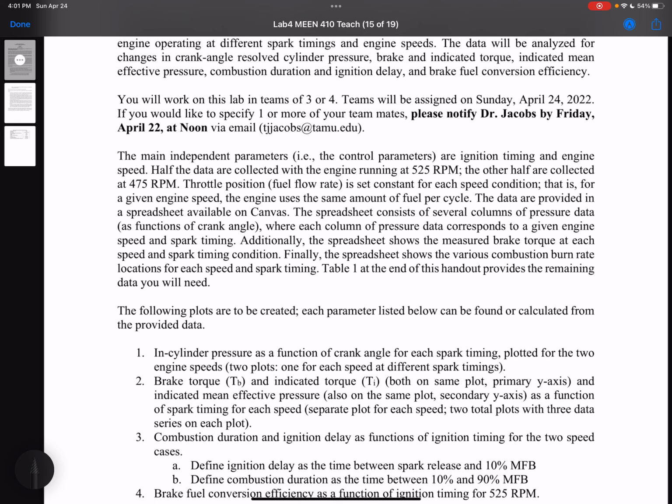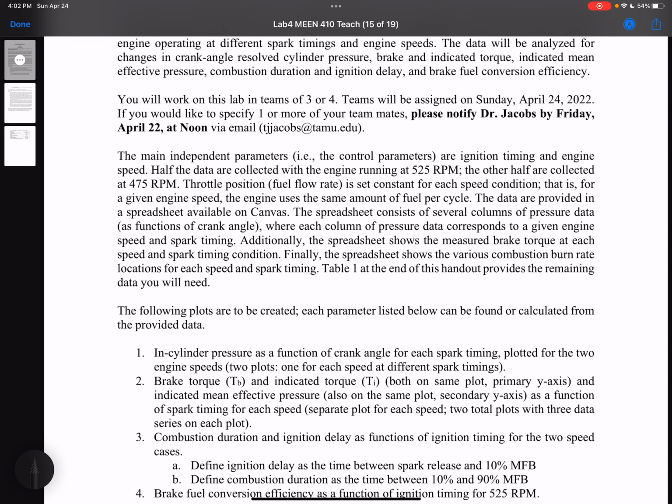For all of the data, the throttle position, which is controlling the fuel flow rate, is set constant for each speed condition. In other words, there's a fixed throttle position for 525 RPM, and there's a fixed throttle position for 475 RPM. So what that tells you is that the same amount of fuel is being delivered each cycle for each speed as we change spark timing.